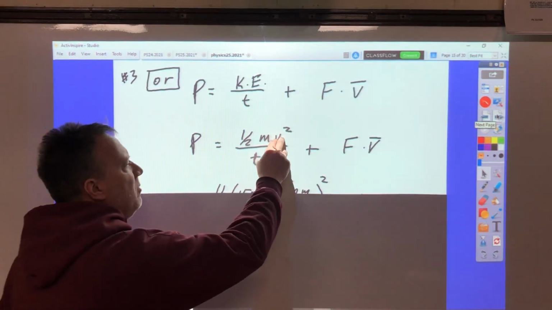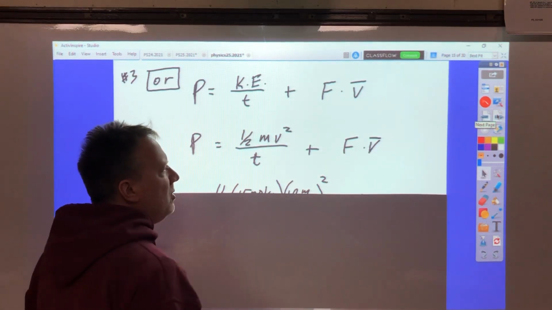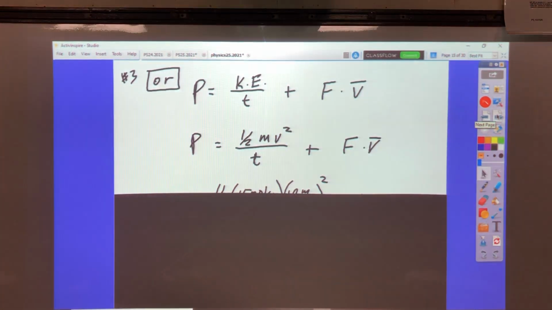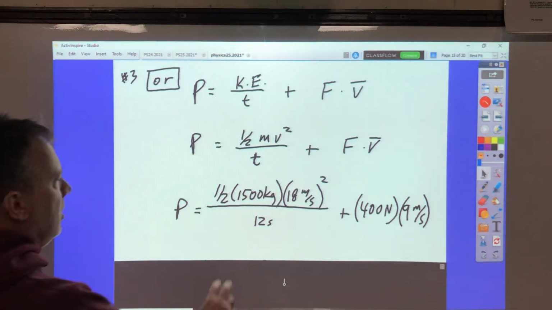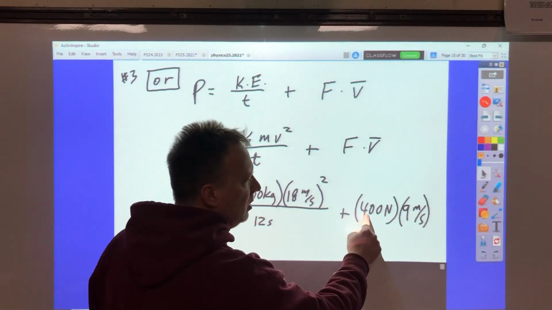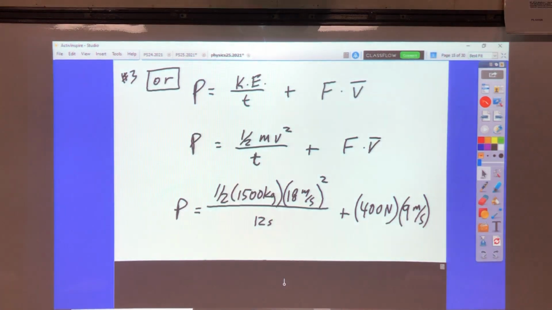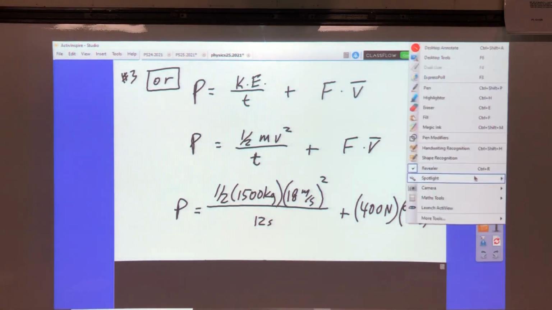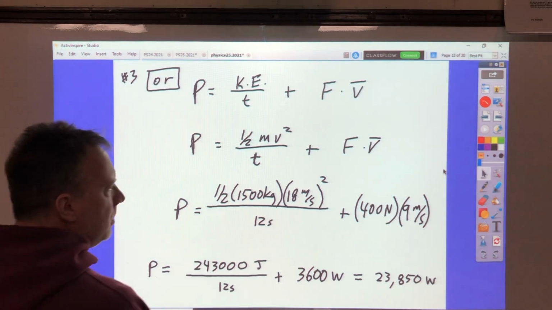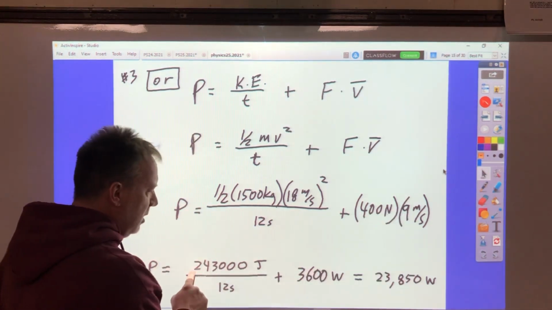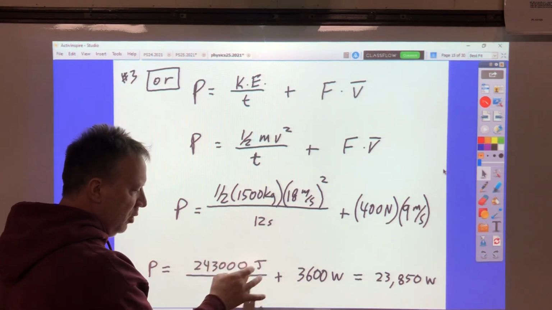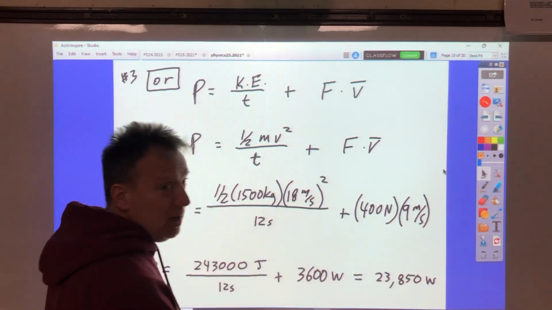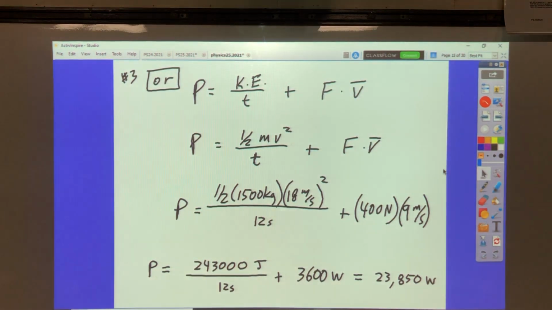Kinetic energy is 1/2 m v squared over t, and force times average velocity. We'll get power, which comes out to be kinetic energy divided by 12, and 400 newtons times 9 meters per second. And that comes out to be, this is 3,600 watts. This is 243,000 joules over 12 seconds. Joules per second is watts, and you get the same answer, 23,850 watts.